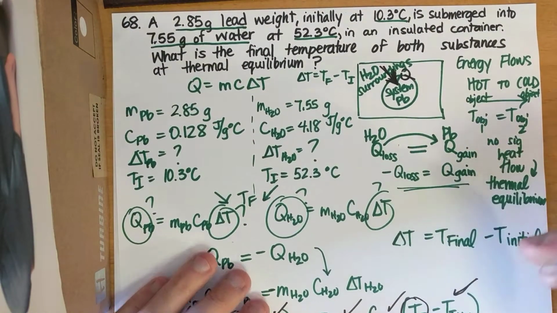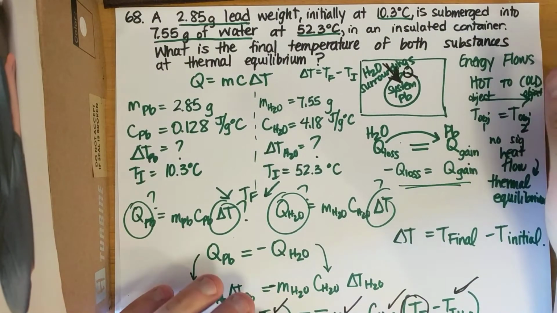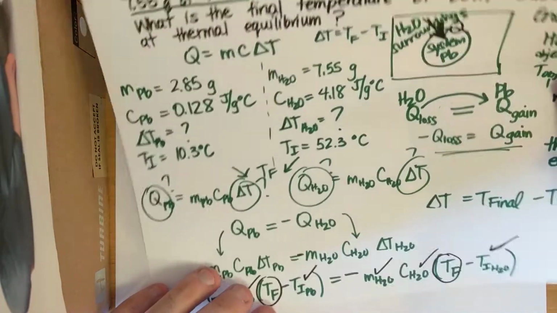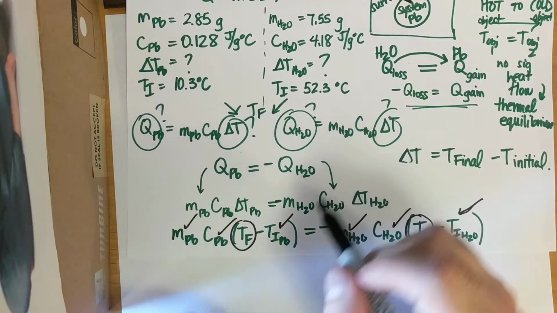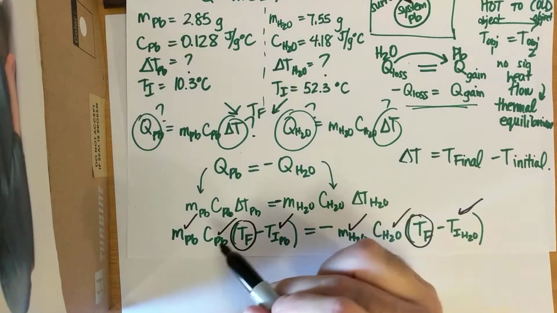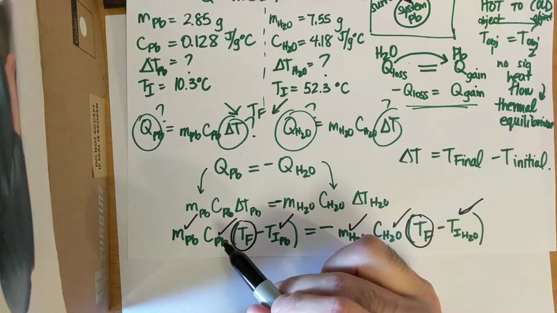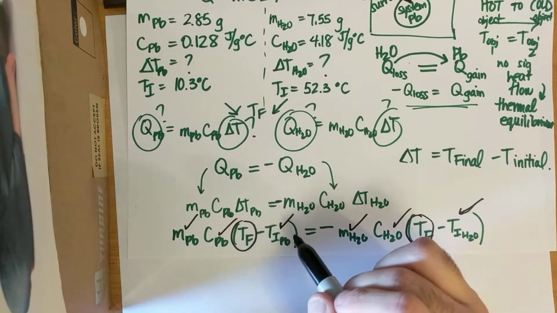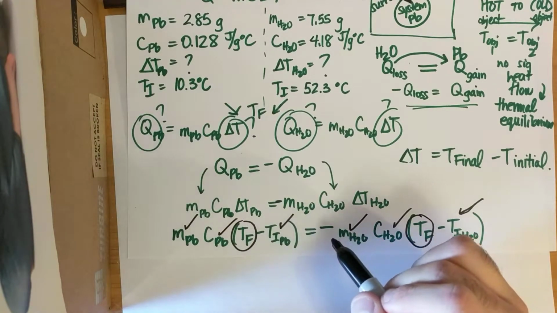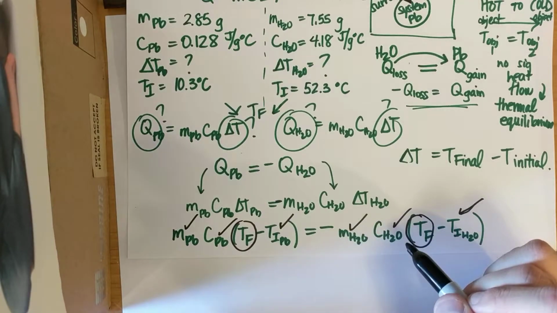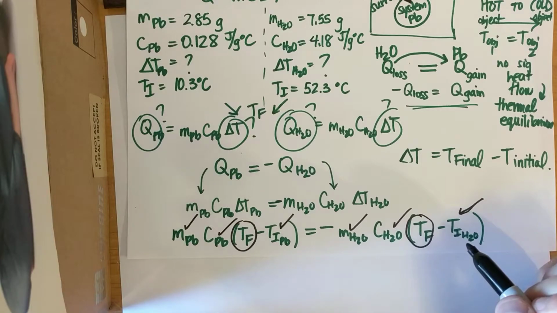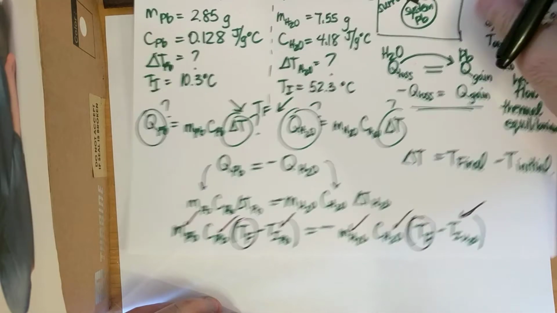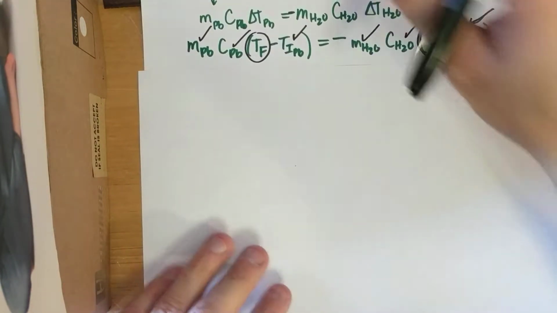All right, AP Chemistry. So in the last video, we ended up deducing that the Q of the lead is going to be equal to negative Q of the water. And we ended up setting up this equation. The mass of the lead times the specific heat capacity of lead times T final minus T initial of lead is equal to negative mass of H2O times the specific heat capacity of H2O times T final minus T initial of H2O. I'm going to go about trying to plug in these values and solving now.